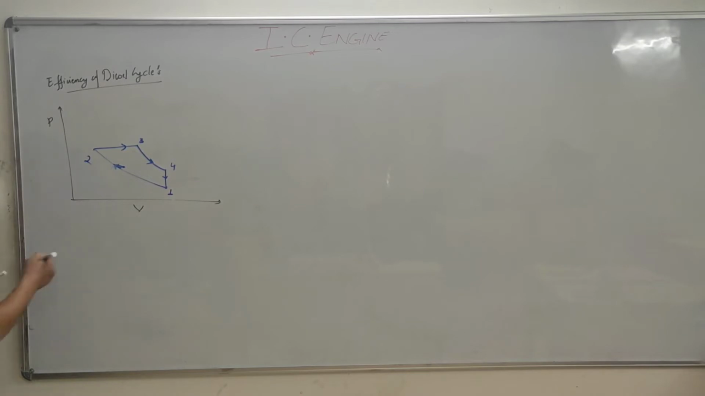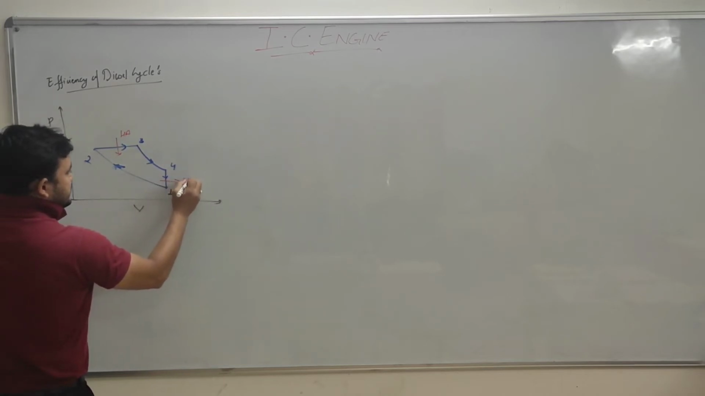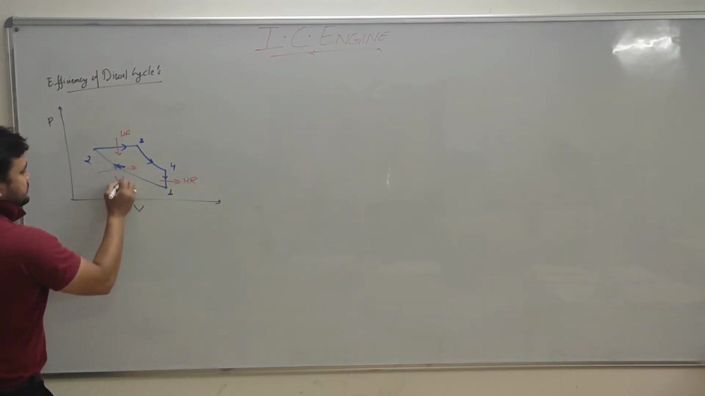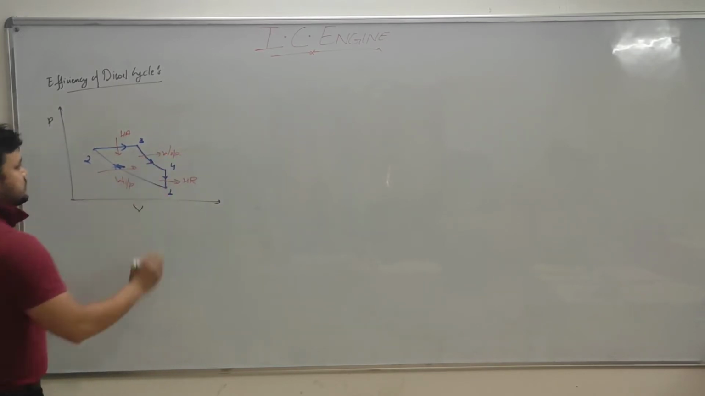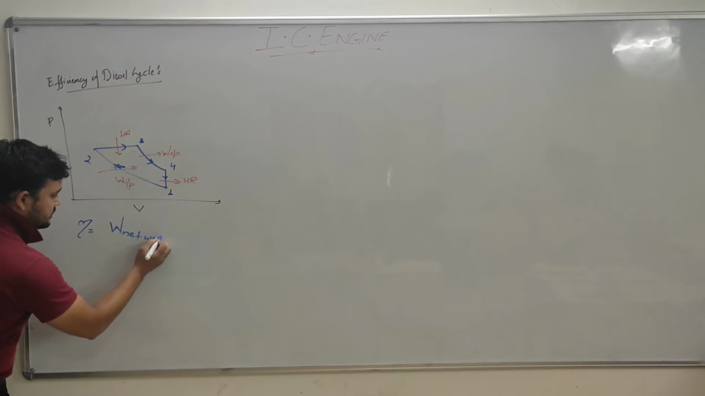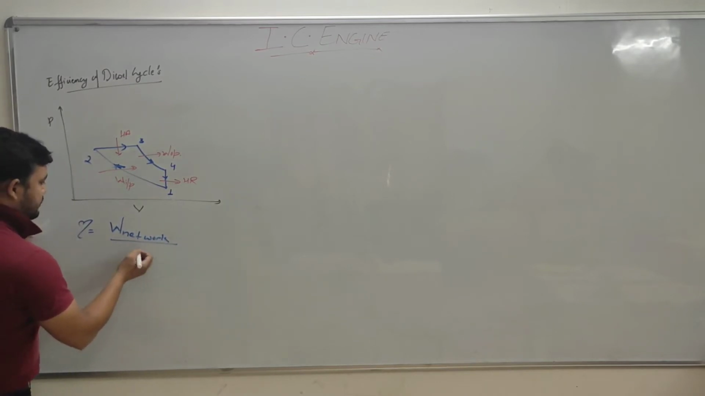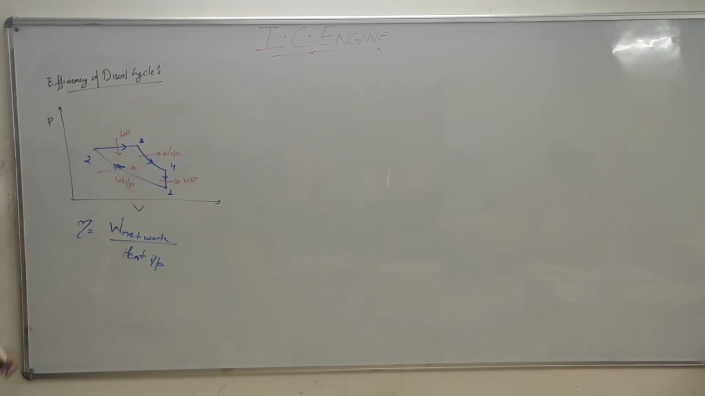Now we will show heat addition, heat rejection, HR, W input and W output. So what is the basic definition of efficiency? Efficiency of any engine can be defined as the net work output derived from the engine upon the heat input given to the system, so as to derive the net work.